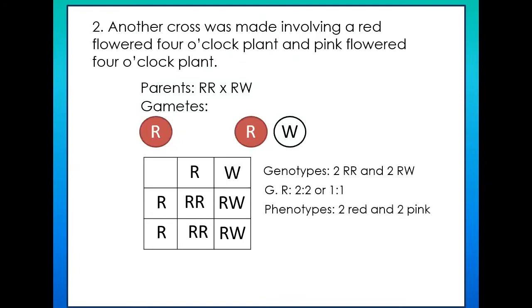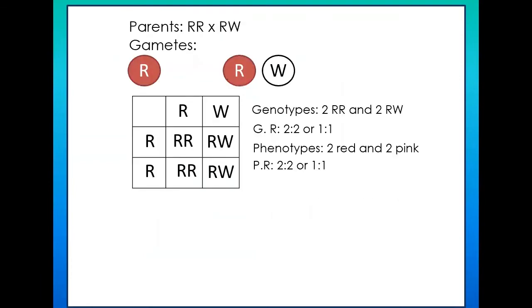Now, for phenotypes, we have 2 red and 2 pink four o'clock flowers. So, getting the phenotypic ratio, we have 2 is to 2, or 1 is to 1. Using the same questions given for number 1, let's try to use the same solution we got for the number 2 problem.